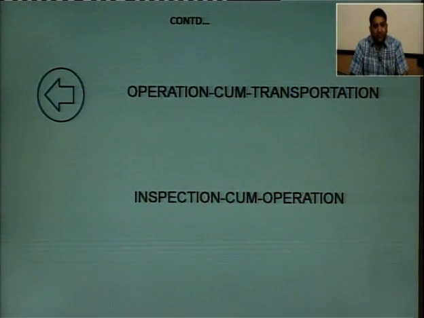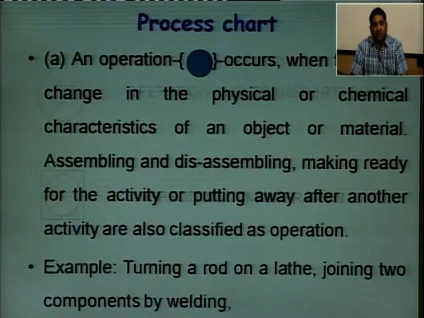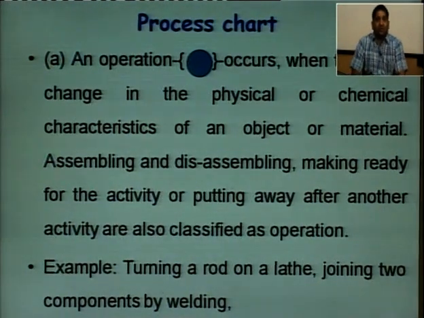Circle with an arrow represents operation-cum-transportation, and square with the circle represents inspection-cum-operation. Now, explanation of these process charts.